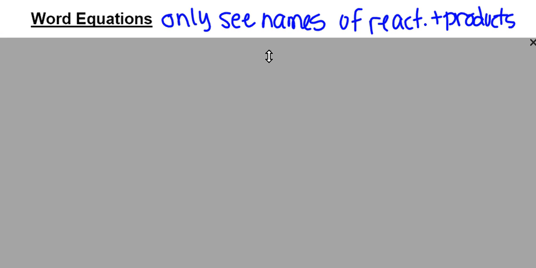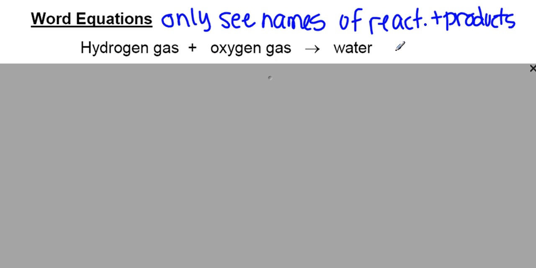So let's next review the different types of equations that you can have. The first type of equation, word equations, you're only going to see the names of your reactants and products. There's no element symbols, there's no chemical formulas, nothing like that. As an example, this would be a word equation here. We've got hydrogen gas as one reactant, oxygen gas as another reactant. If you have more than one reactant, remember you use a plus sign to add them together. The arrow here separates our reactants and products. So this reaction produces water.